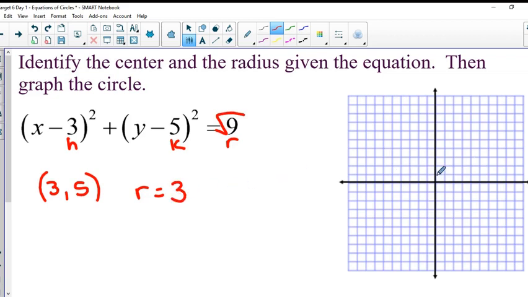Next step is to come to our graph. Since our center is 3, 5, we're going to start by plotting 3, 5. So move over 1, 2, 3, up 1, 2, 3, 4, 5. There's our center, put a point.